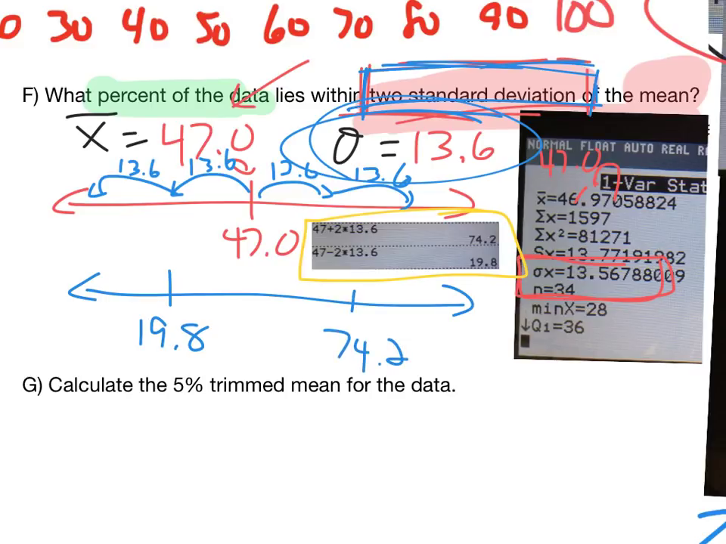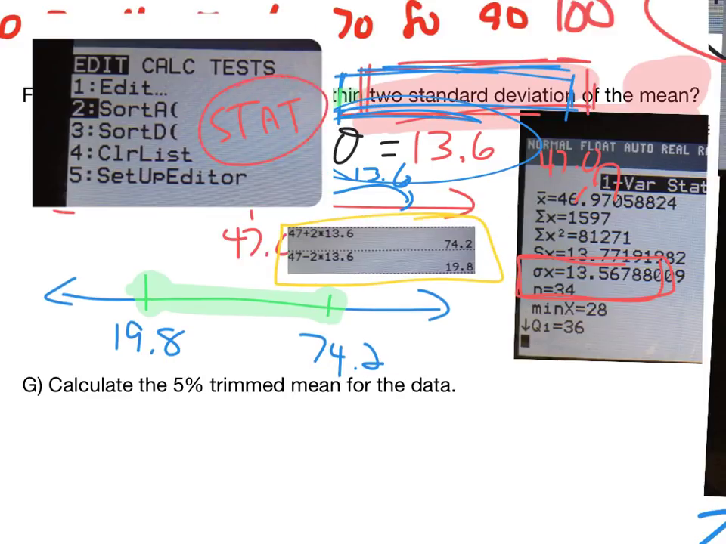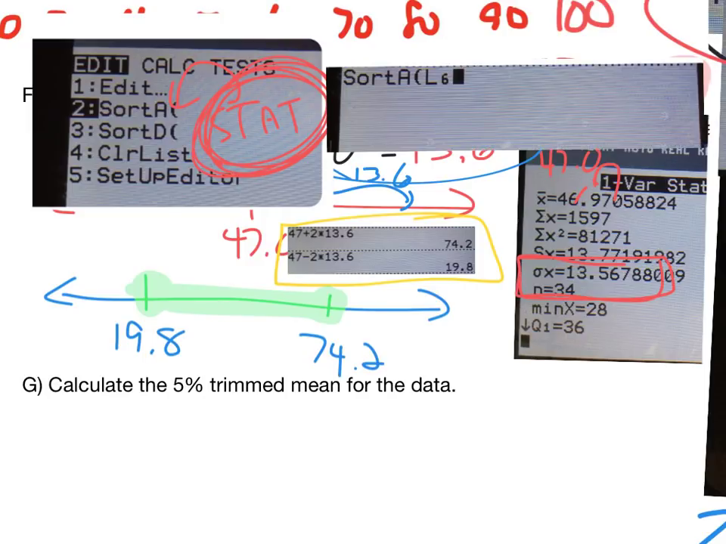So we want to know what percent of the data lies within. I want to know what percent of our numbers are in between 19.8 and 74.2. So what you're really going to want to do is put your numbers in order and then count up how many are in that range. So let's first sort the data in order. We do that by pressing the Stat button and going down to option 2 for sort in ascending order. You're brought to the home screen of the calculator.